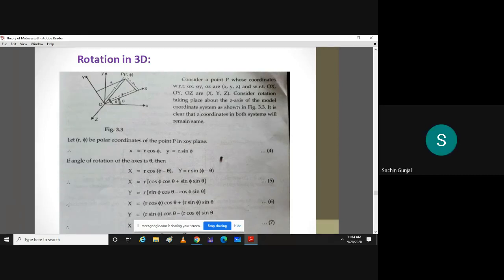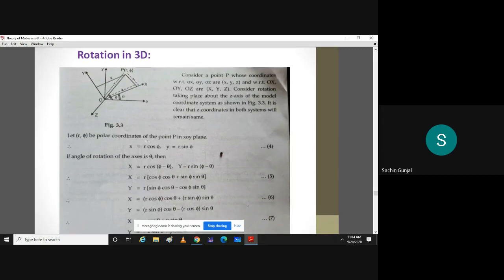Now, if the axis of rotation is the Z axis, that means we are rotating about the Z axis. Consider the point P in the XY plane, because the axis of rotation is Z. So Z remains the same and only XY is changing. So x is equal to r cos phi and y is equal to r sin phi, if you consider it in the xy plane.